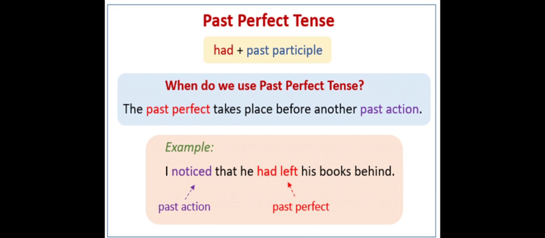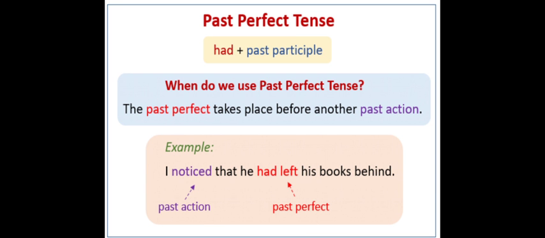Now, when do we use the past perfect tense? When is the time that we need to use the past perfect tense? The past perfect takes place before another past action. So we use the past perfect when we want to talk about a past action that took place before another past action. For example, I noticed that he had left his book behind. Here, I noticed. Noticed is a past action, okay? Because the ed is there, so it's past tense. So, I noticed.